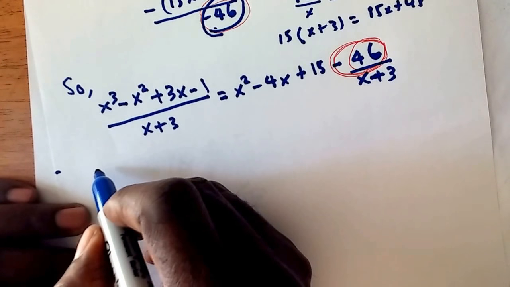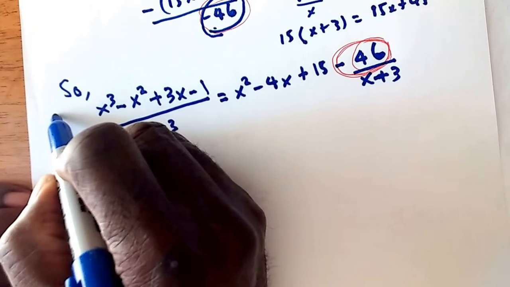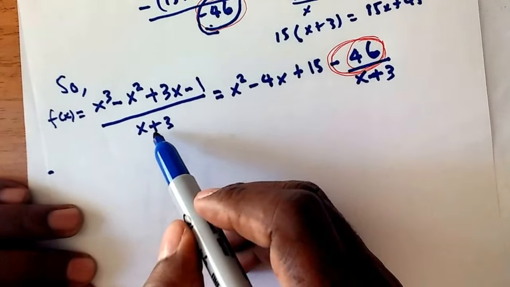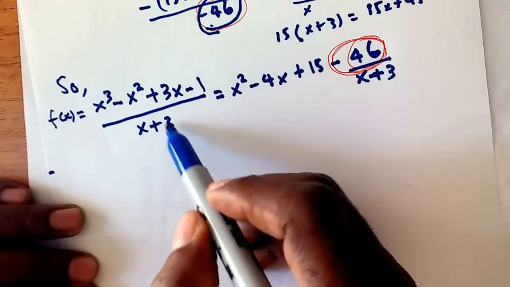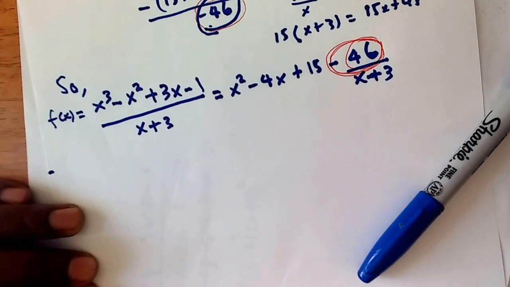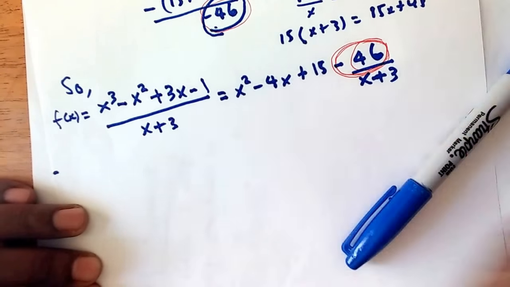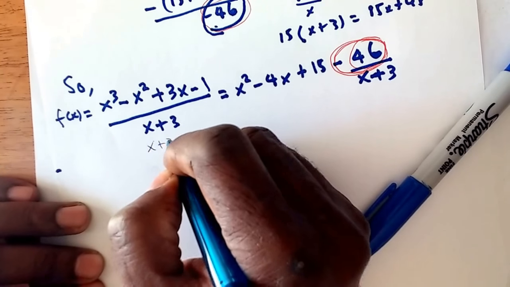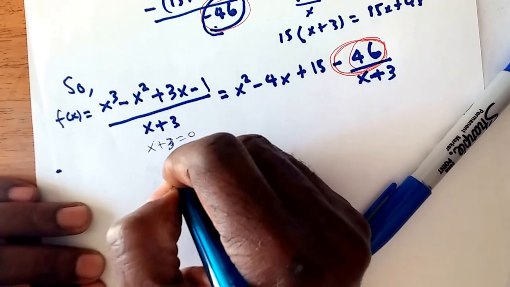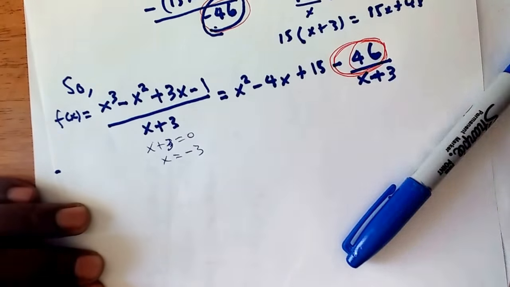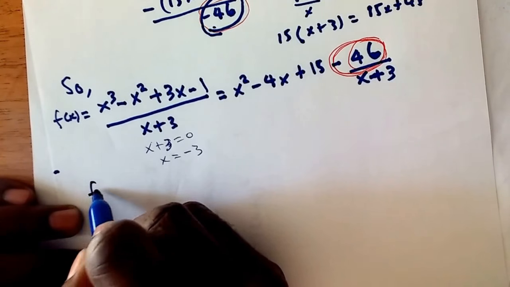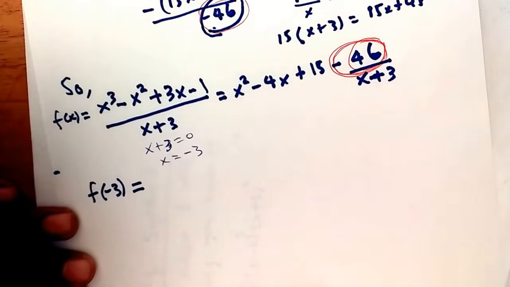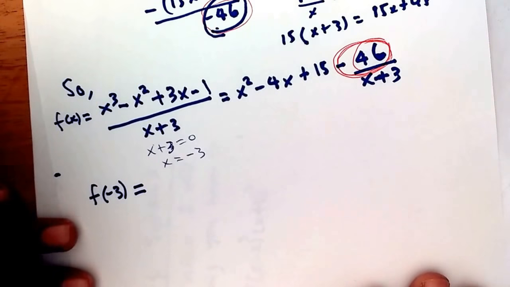So this is our f of x. If f of x equals the numerator, all we need to do is plug in the 0 of this divisor. If you're going to find the 0 of this divisor, you set it to 0: x plus 3 equals 0, so x equals negative 3. So we're going to plug in f of negative 3 and see what we get.